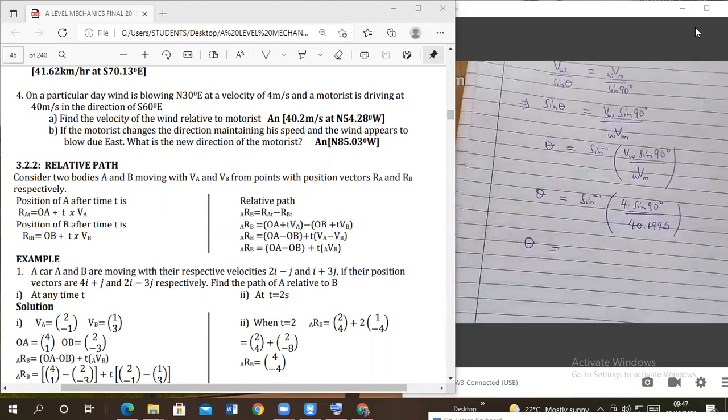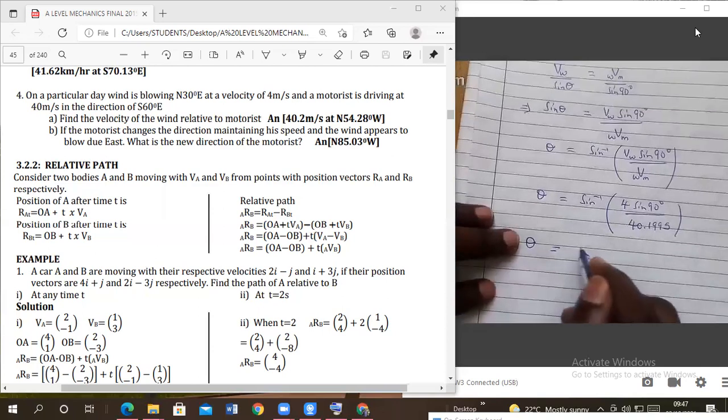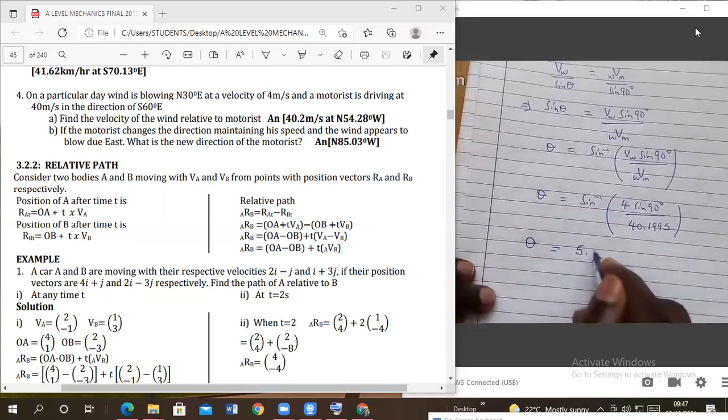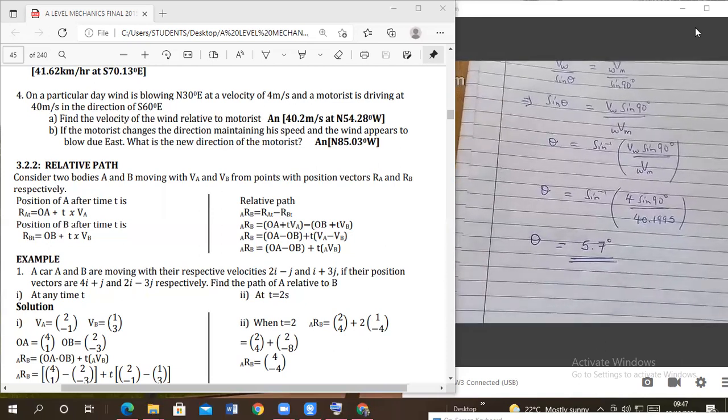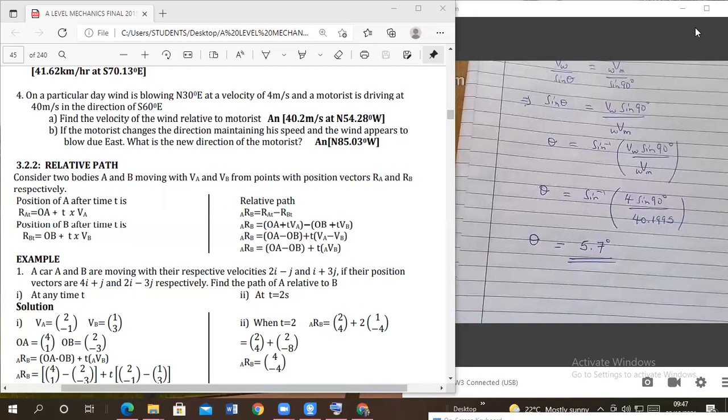What do you get, members? Work it out. 4 sine of 90 degrees divided by 40.1995. What do you get? You get 5 point what? 5.7 degrees. Are we together, members? Yes. That was part A.